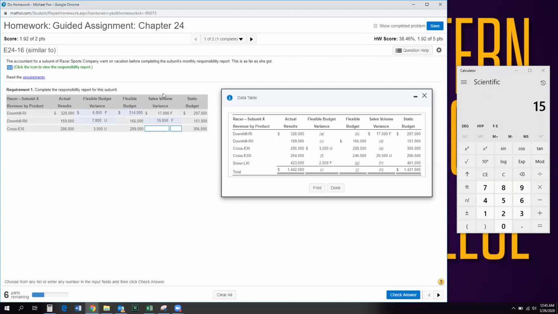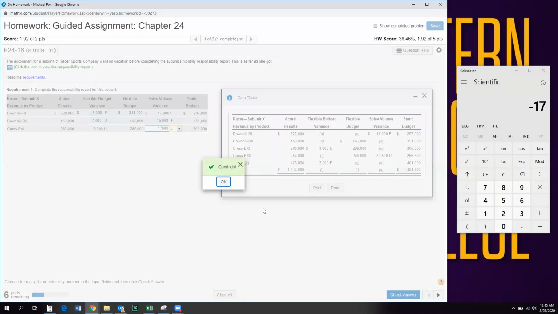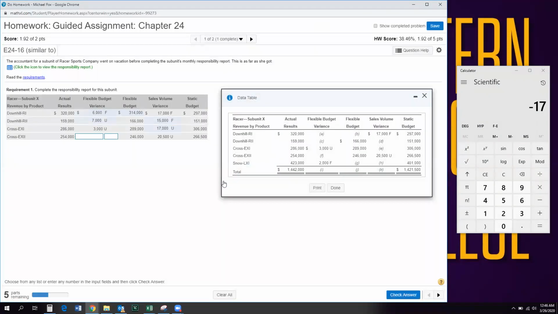So we have everything we need to find the variance. We're just going to take the flexible budget amount of 289,000 minus the static budget of 306,000. Since that's showing as a negative, I'm going to always report it as a positive number, 17,000, but unfavorable. On the next one, again, we have our actual results and our flexible budget. We need to find the flexible budget variance. So I'll take 254,000 minus 246,000. It gives me 8,000 favorable.